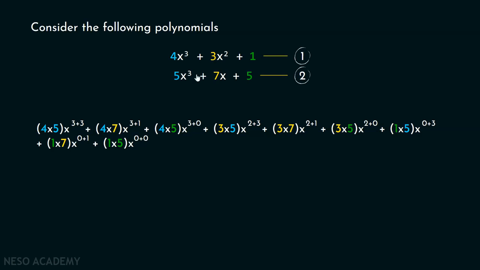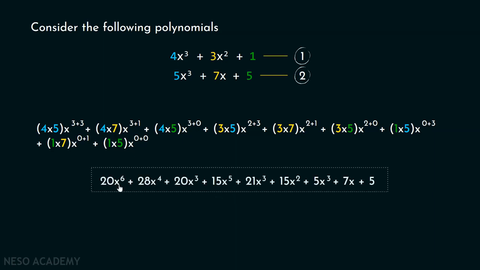Similarly, we will take these two terms and these two terms, and then these two terms, and finally these two terms, right? So after multiplying all the coefficients and adding all the exponents, we will obtain this result. That is 20x to the power 6 plus 28x to the power 4 plus 20x to the power 3 plus 15x to the power 5 plus 21x to the power 3 plus 15x to the power 2 plus 5x to the power 3 plus 7x plus 5. This is the resultant polynomial obtained.